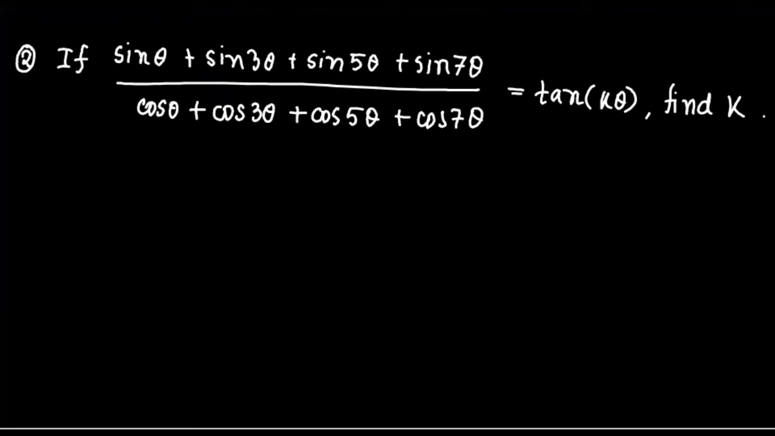In the next question, it is given that if sine theta plus sine 3 theta plus sine 5 theta plus sine 7 theta, divided by cos theta plus cos 3 theta plus cos 5 theta plus cos 7 theta, is equal to tan of k theta.